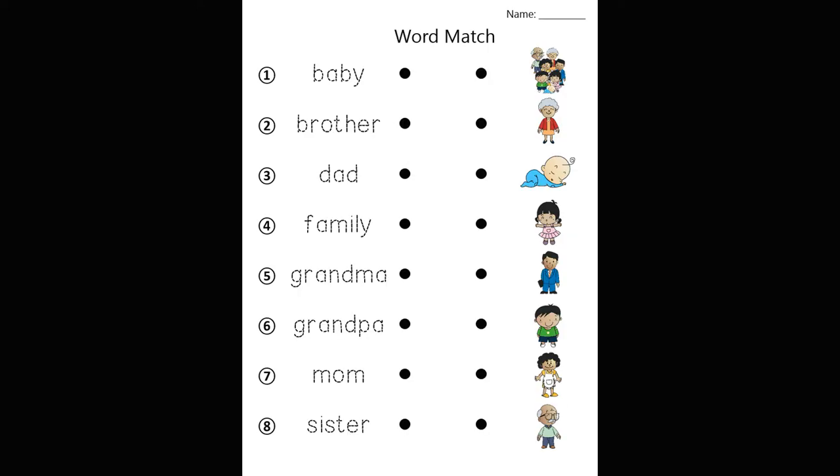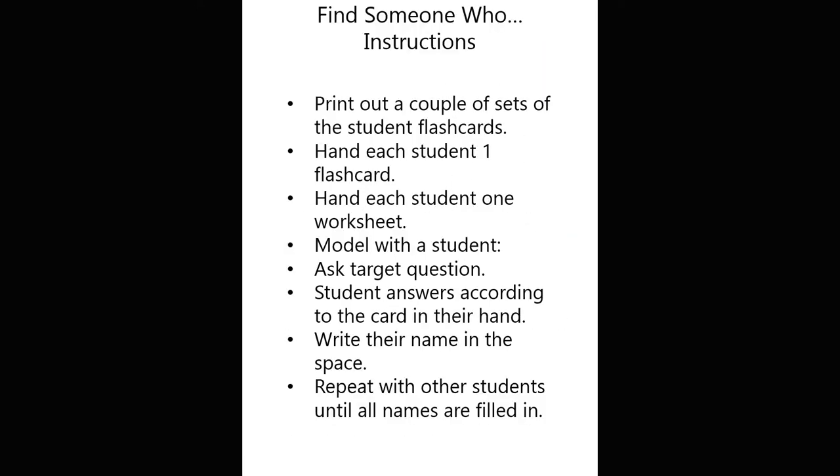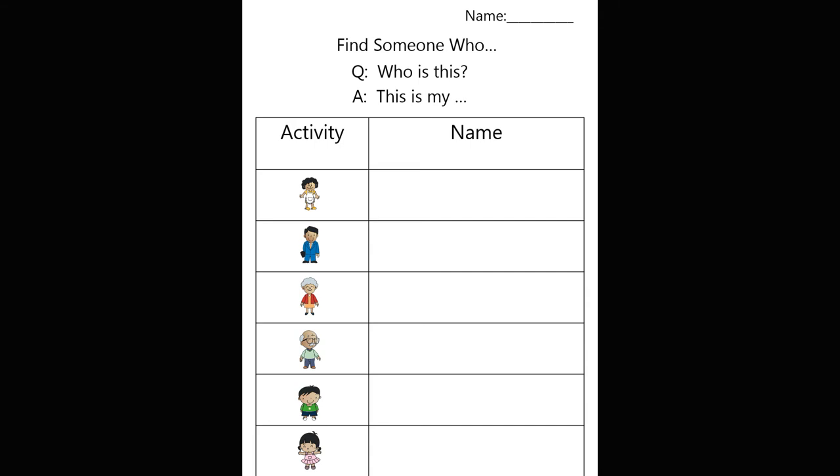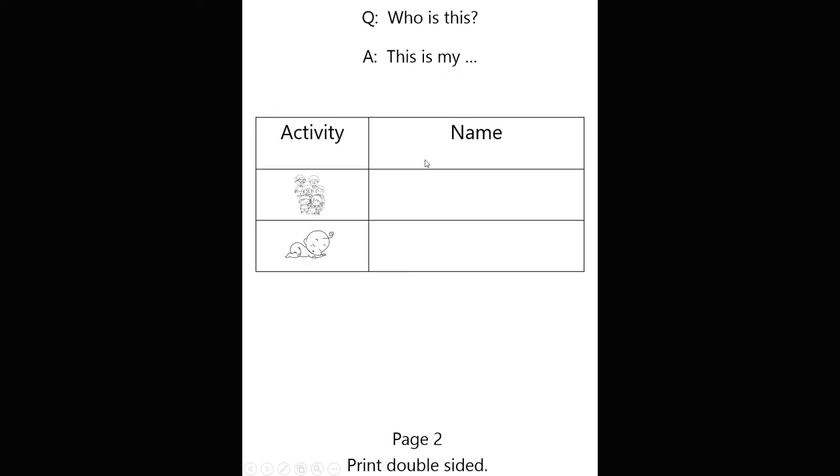There's the printout, color and black and white. Word search. Find someone who: this one would be good to use with student flashcards. Give a student a certain flashcard, and then they have to find the person that has that flashcard by asking the target question and producing the target answer. Color and black and white.